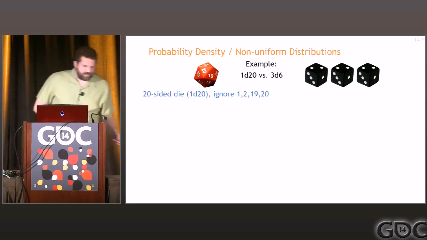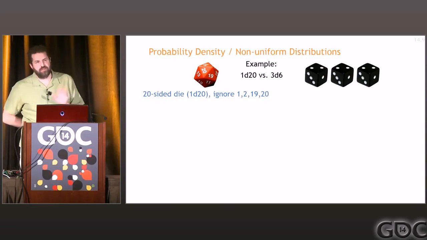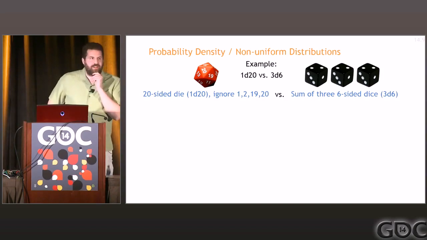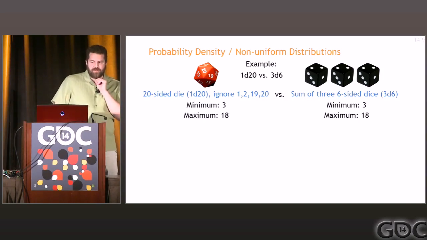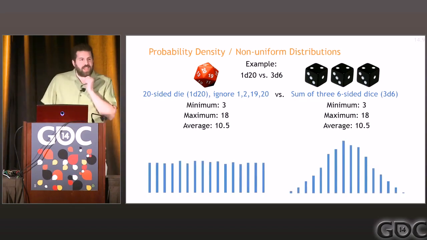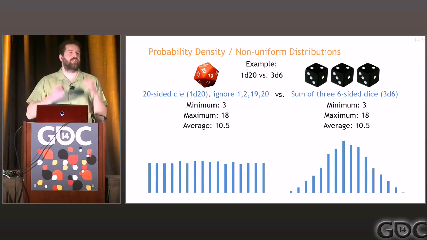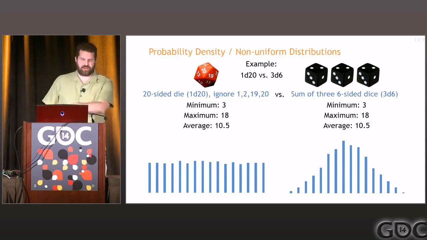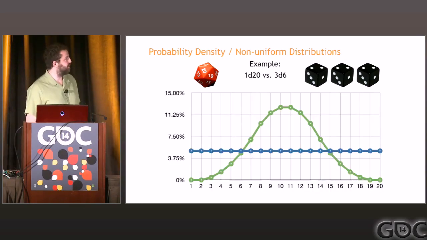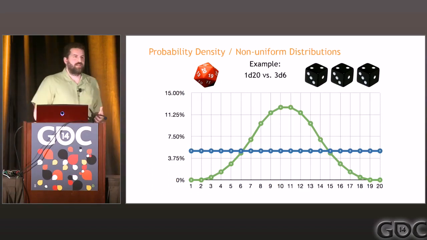So a great classic example of this is you have a 20-sided die, you roll it. Let's say we just ignore the 1, 2, 19, and 20. Or you roll 3 6-sided dice and add them up. So they both have a minimum of 3, a maximum of 18, an average of 10.5. But every gamer knows that the 3d6 has far more convergence in the middle, right? If we just try some tests in Excel, that's the kind of results we get. And specifically, mathematically, we get this curve.